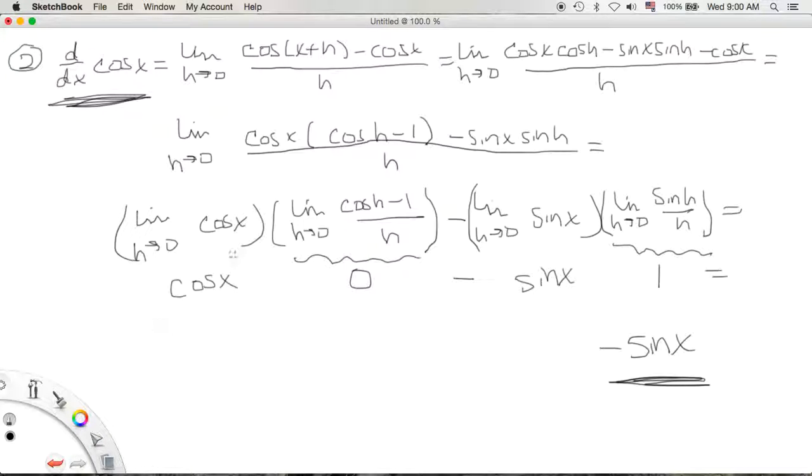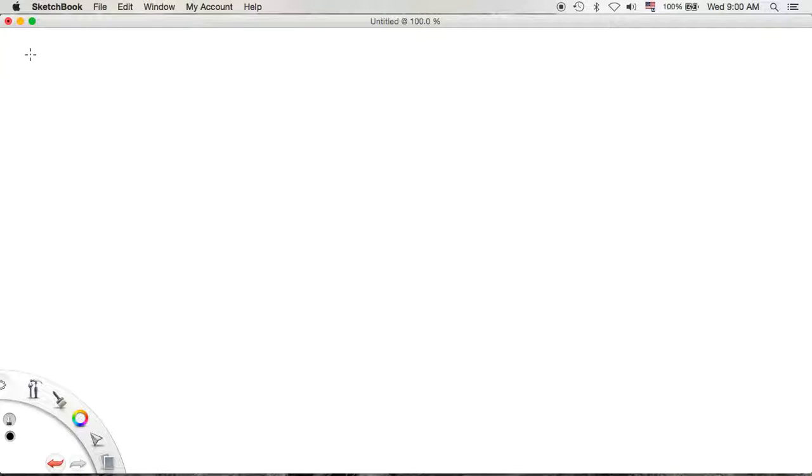Alright, so now we've used our definition of derivatives to find the derivative of sine and cosine, and we can use that information and find all the rest of them. So we know that the derivative of sine is cosine, and the derivative of cosine is negative sine.